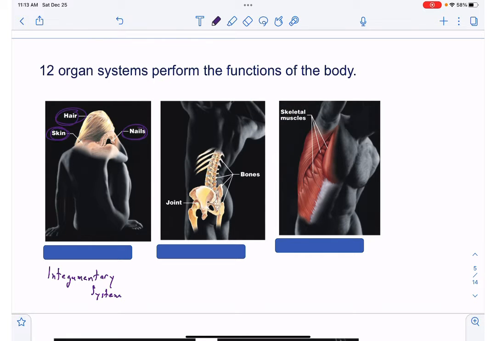We'll stick with the same color here. What about this one? This one consists of the bones of the body, but not just the bones, but the connective tissues that hold those bones together, the joints. And some of those connective tissues include ligaments and cartilage that are part of this system as well. What system are we dealing with? This is the skeletal system.